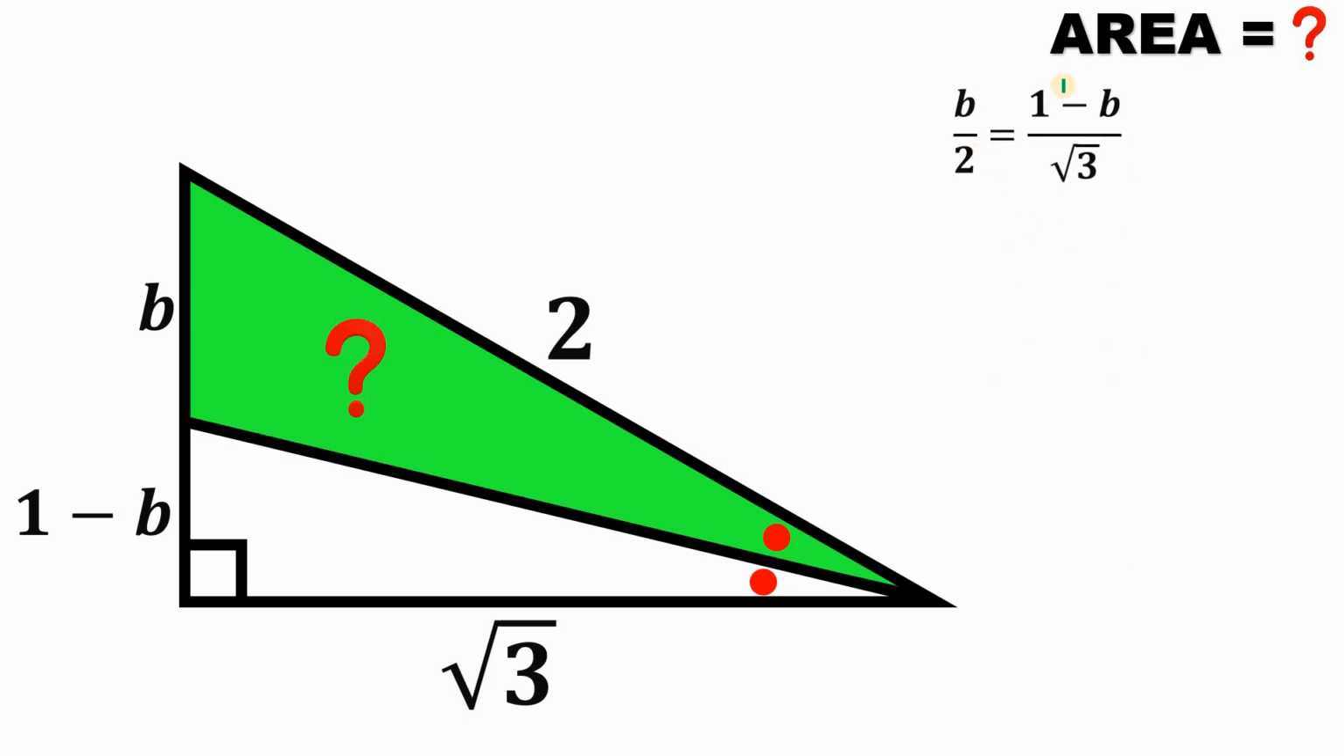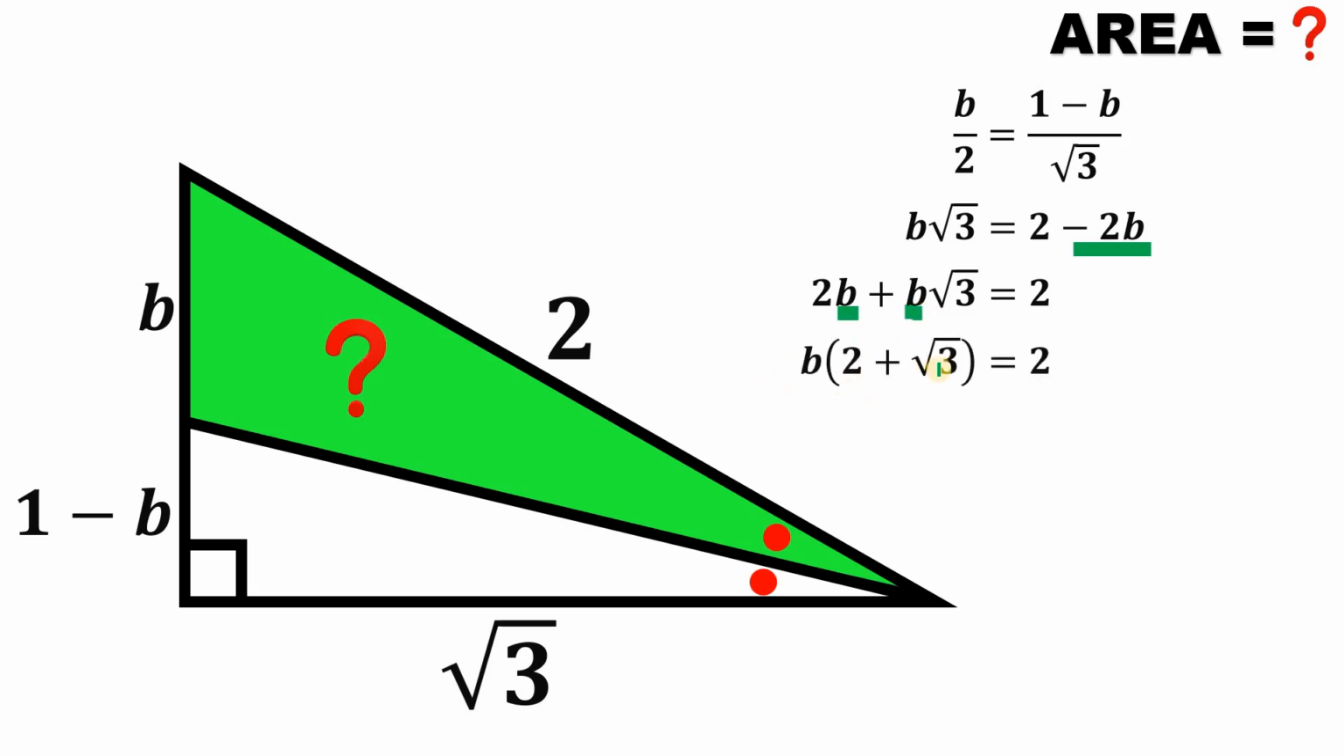First, what we're going to do is cross multiply. So we have b times square root of 3 equals 2 minus 2b. Now, we're going to add 2b on both sides. And then, notice that we can factor out the common factor of b. So we have b multiplied by 2 plus square root of 3 equals 2. And we want the value of b, so divide both sides by 2 plus square root of 3.